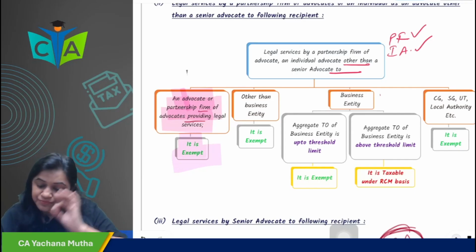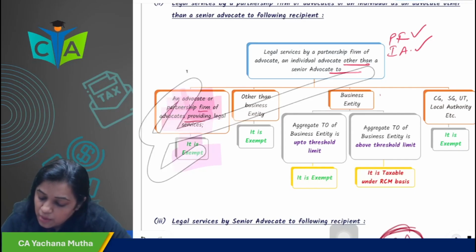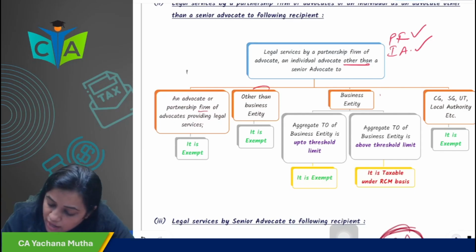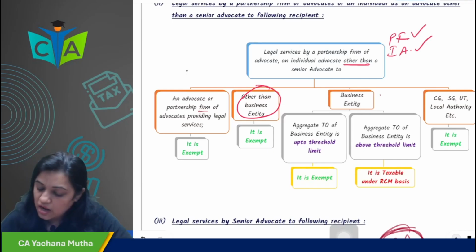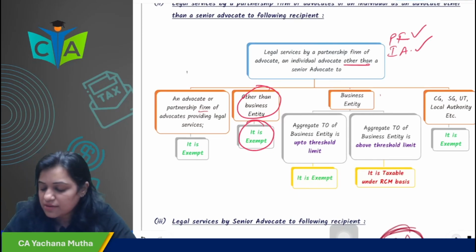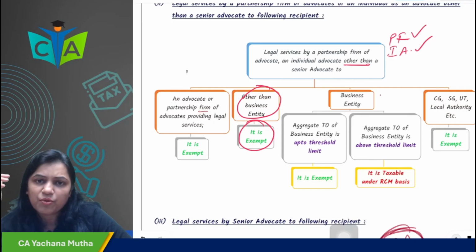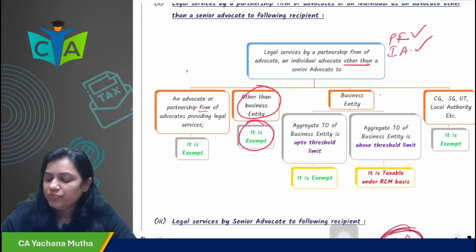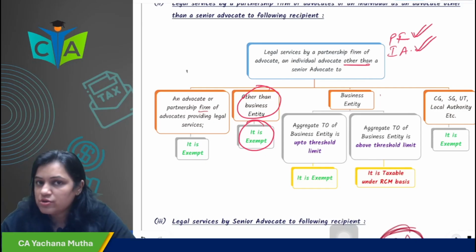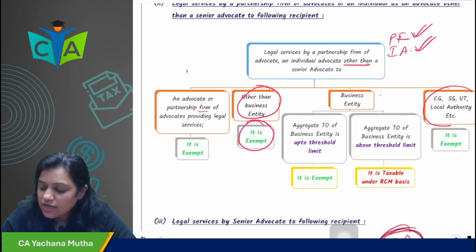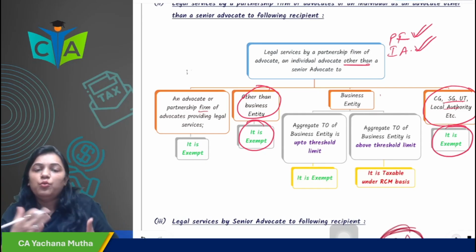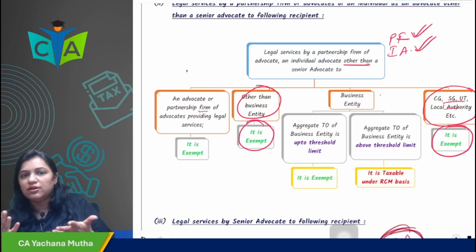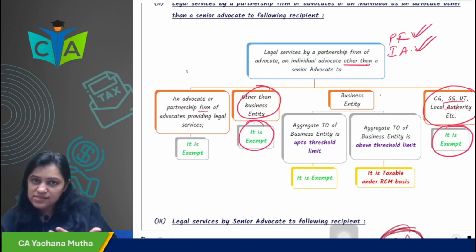GST is not chargeable. However, if you are providing it to other than a business entity, then also GST is exempt. GST is exempt if you are providing to an individual person, whether by the partnership firm of advocates or the individual advocate we are talking about here. If you are providing it to central government, state government, union territory or local authority, GST is exempt. From where am I saying it is exempt? From the exemption entry we have studied.